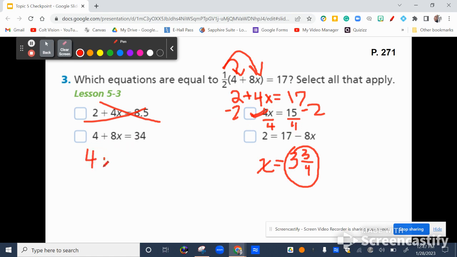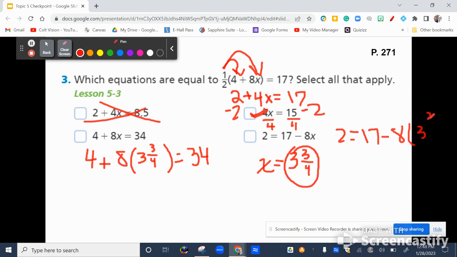So 4 plus 8 times 3 3/4, does that equal 34? And if it does, then they are equivalent. Same thing over here. If I do 2 equals 17 minus 8 times 3 3/4, if that's a true equation, then they are equivalent. So go ahead and check and see which one of these last two are right.